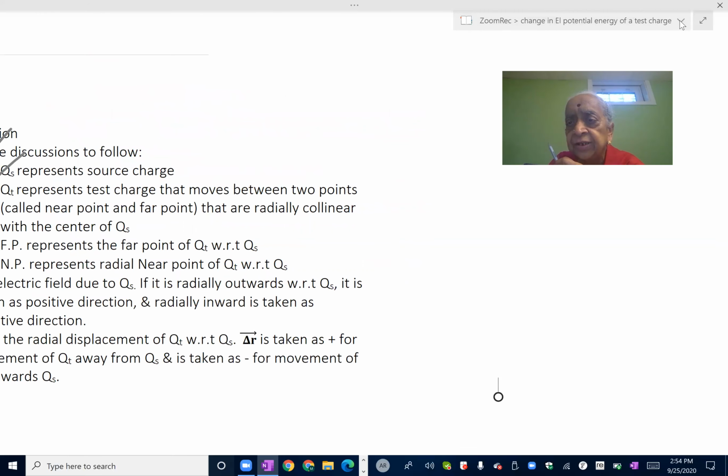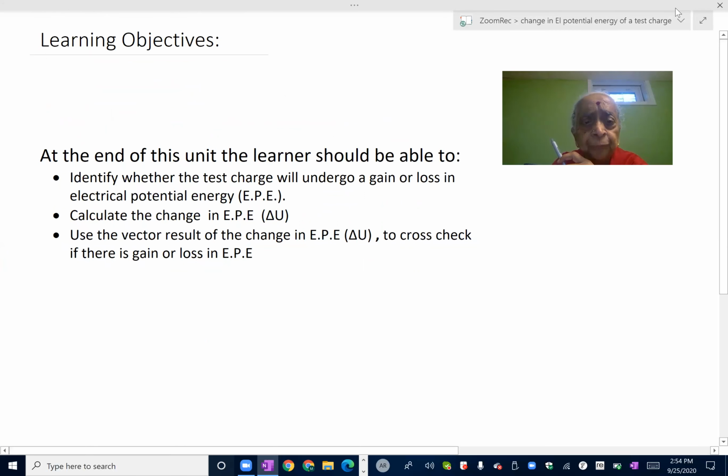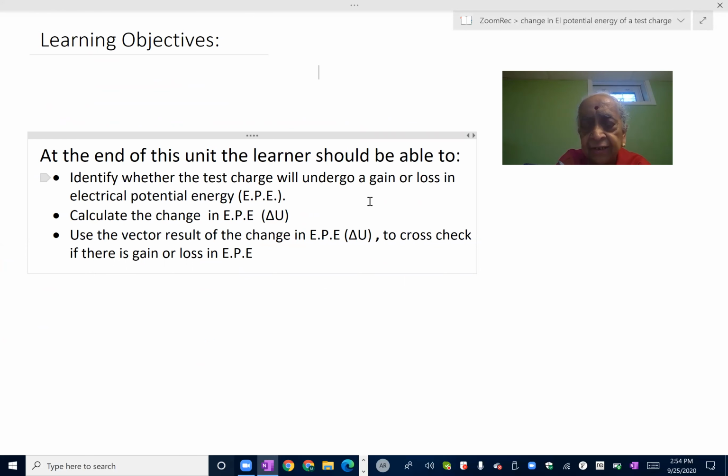Now coming to the next part, namely the learning objectives. What are you supposed to learn at the end of this unit? Identify whether the test charge will undergo a gain or loss in electrical potential energy. The gain or loss in electrical potential energy is denoted by the symbol delta U. Delta U means change in electrical potential energy. If delta U is positive, it means it's a positive change and the test charge gains.